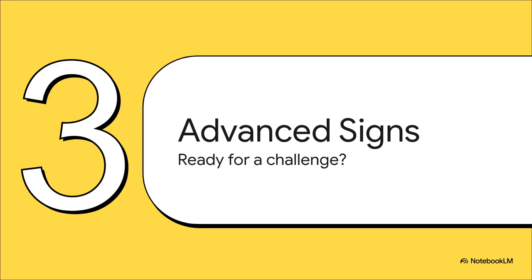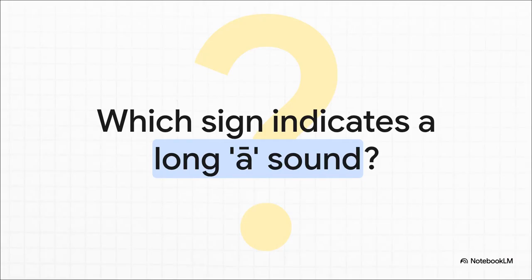Okay, you totally nailed the basics. So I think you're ready for a bigger challenge. Let's move on and look at some of the more advanced signs, the ones that add a whole other layer of detail to the script. So, we've done short vowels, but what about long vowels? How does Arabic stretch out those sounds? This question is specifically about the long ah sound, kind of like in the word father. Which one of these combinations makes that happen?